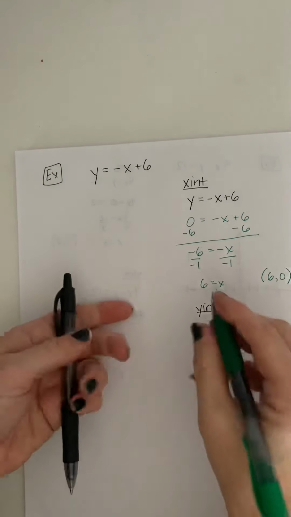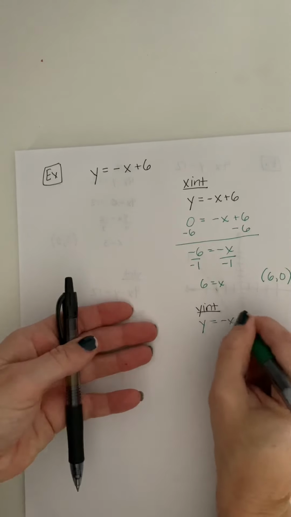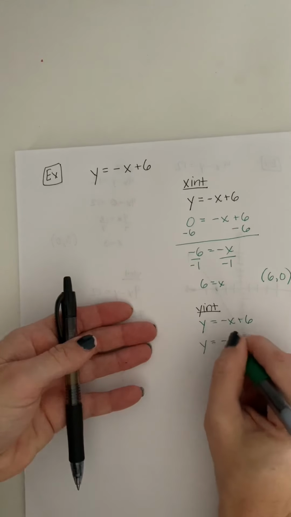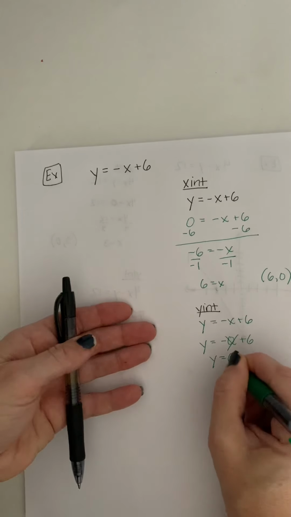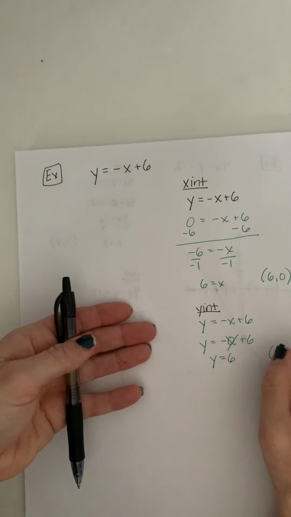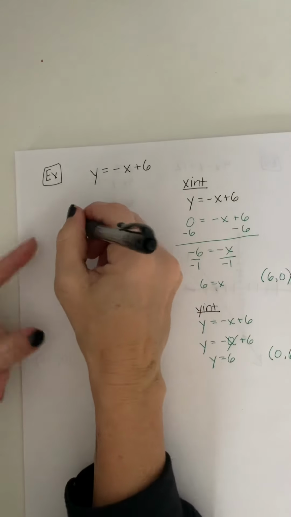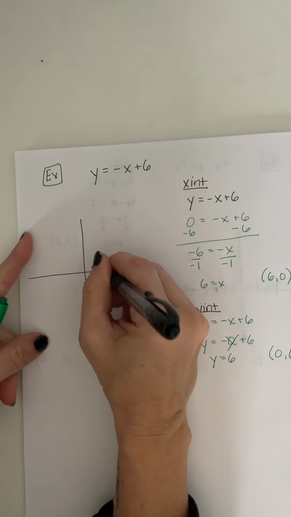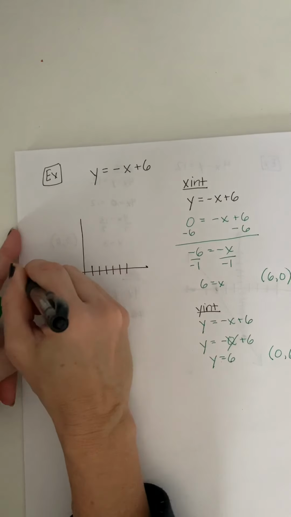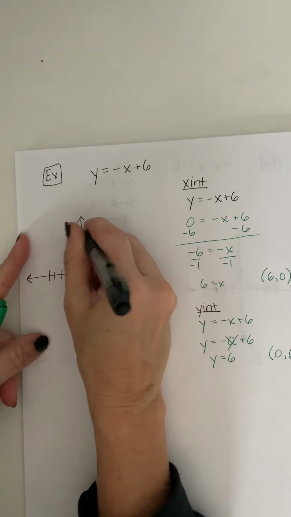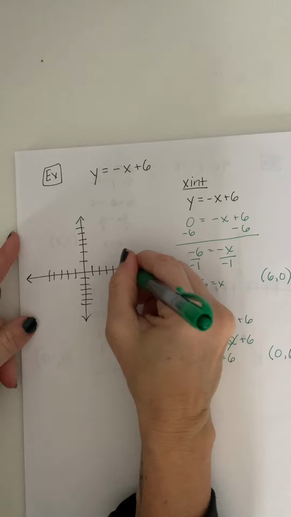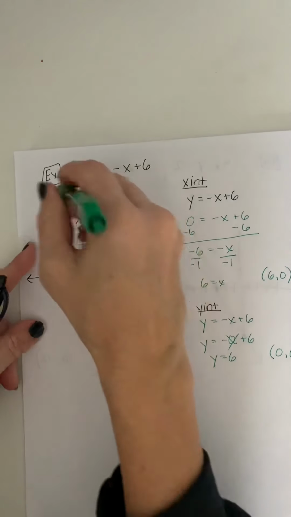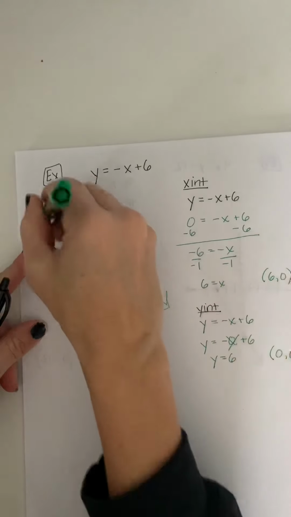For the y-intercept, take the equation and plug in 0 for x. That cancels, so y just equals 6. That's weird, isn't it? So the y-intercept is 0, 6. That's okay. Let's graph it. I'm going over to 6. So the x-intercept is at 6. The y-intercept is also at 6, but the y value of 6. And there we go. Boom.